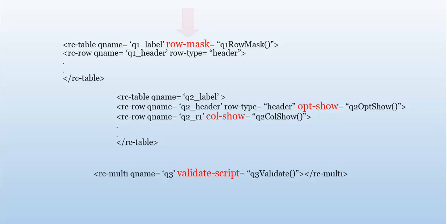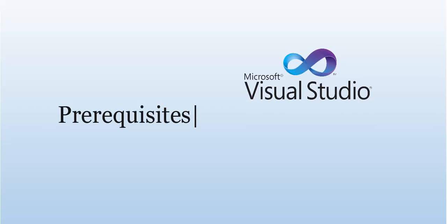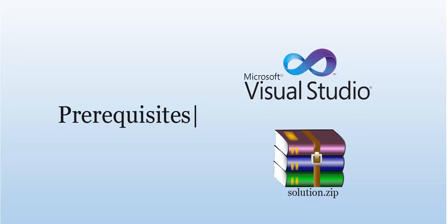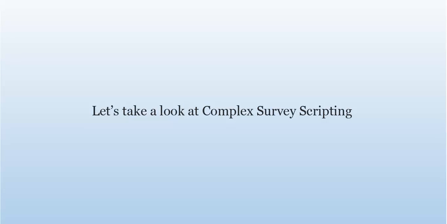In this demo, we will cover some JavaScript functions and tag attributes that play an important role in implementing the complexities involved in the survey logic. The prerequisites for advanced survey scripting are Visual Studio version 10 or above and the solution.zip file, which you get from the variables section in your Rebus Cloud project home. Let's take a look at how to do complex survey scripting.